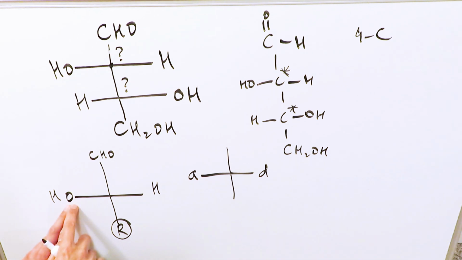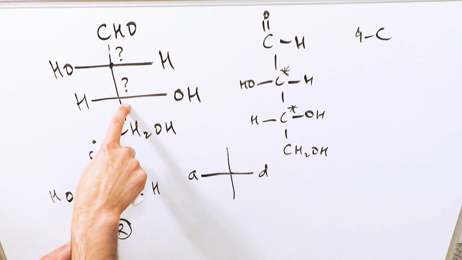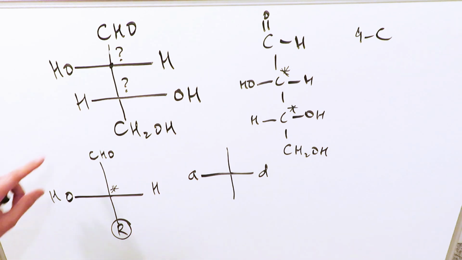Why? Because the atom directly attached to your chiral carbon with the highest atomic number is the O over here. Here I have a carbon attached. Here I'll also have a carbon attached. As you can see, a carbon. Now I need to determine which one is higher priority.